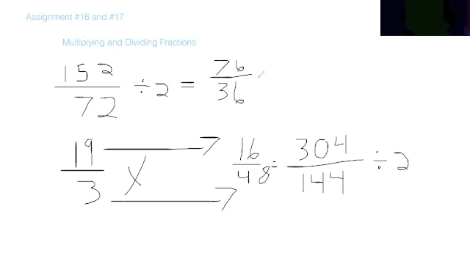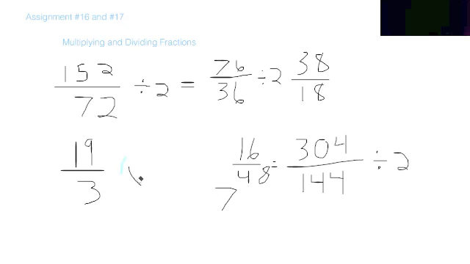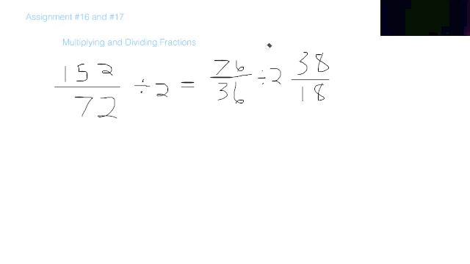And then they're both still even on the top and the bottom. So I know we can still simplify further. Divide that by 2. So now we have 76 divided by 2, which is 38. And then 36 divided by 2, which is 18. And then we can still simplify that further because we can divide by 2 again. So now you would do 38 divided by 2, which is 19. And then 18 divided by 2 should be 9.